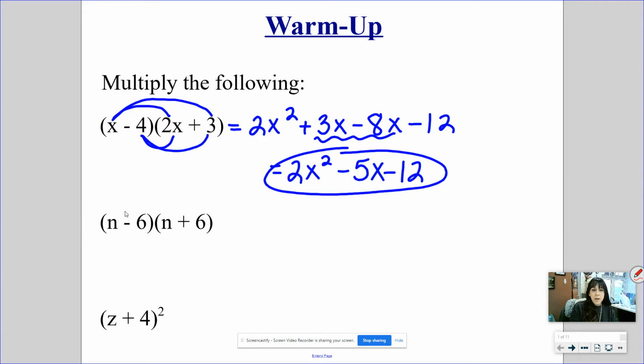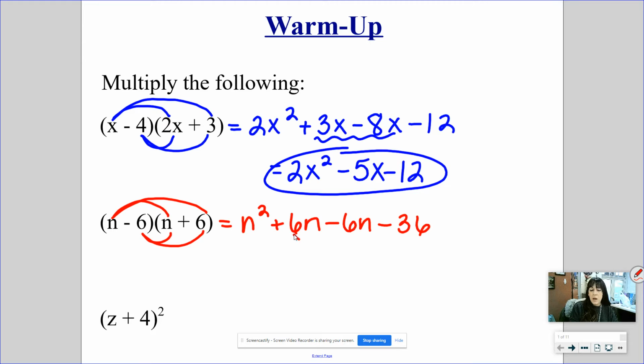Okay. This second example, something different will happen. The beginning procedure, though, is still the same. So distributing, starting with n. So n times n is n squared. n times 6 is 6n. Negative 6 times n is negative 6n. And negative 6 times 6 is negative 36. And when you combine like terms, this is the different thing that happens. When you combine like terms, they cancel. So you end up with just n squared minus 36.